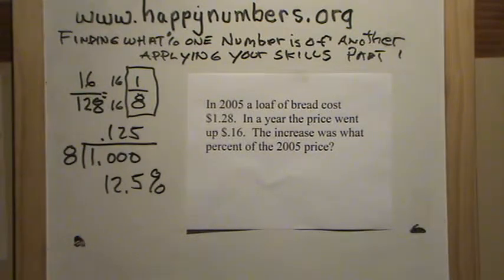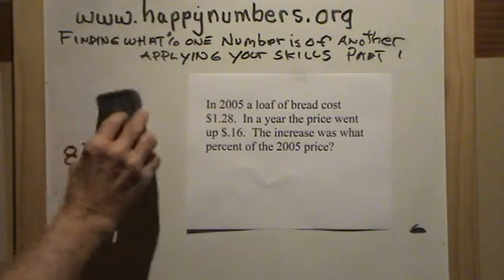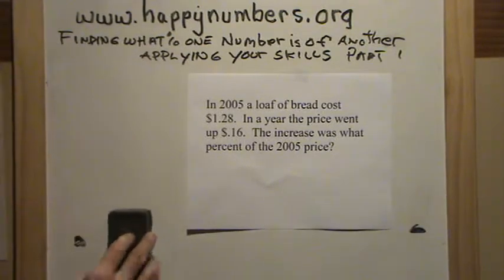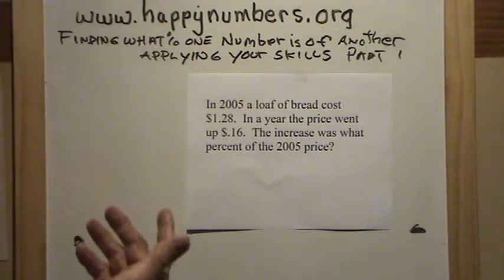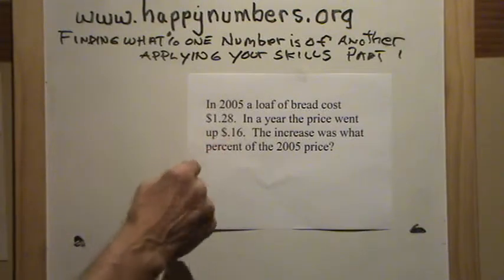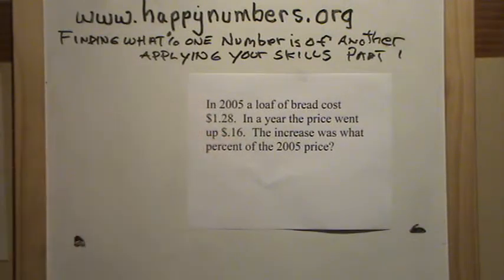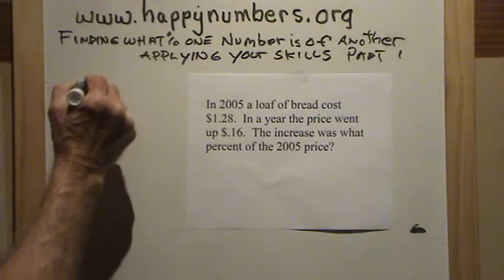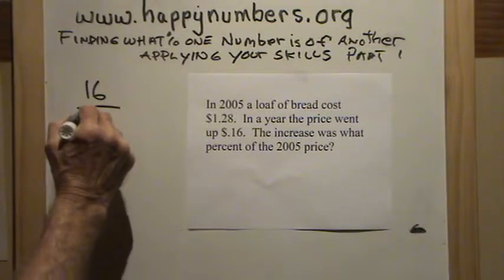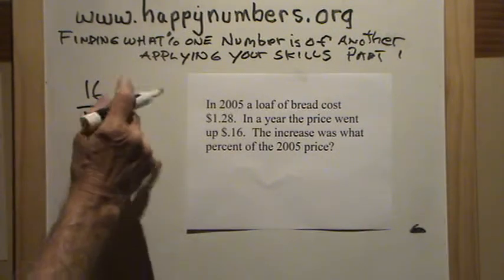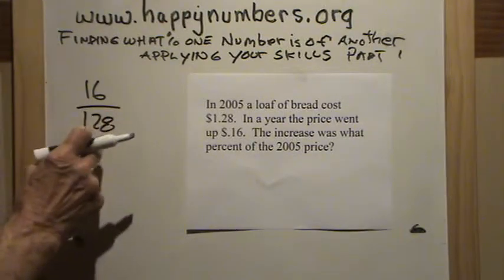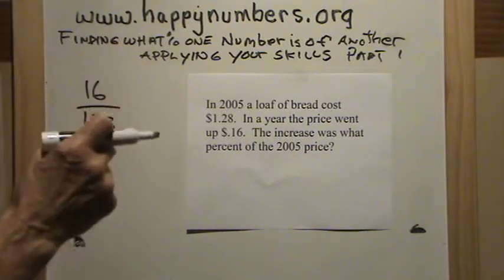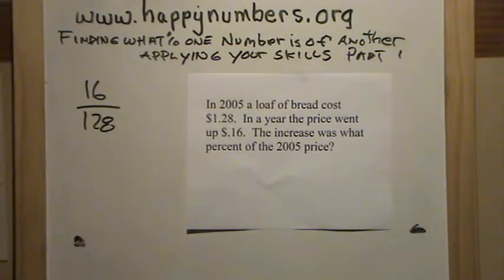Well, great. So that's this skill set for part 1. You want to set up the problem so that it works out like 16 is what percent of 128. And then you just establish your fraction, make sure you reduce it to lowest terms, and then convert your fraction into your percent, either using the division method or multiplication by 100 method.